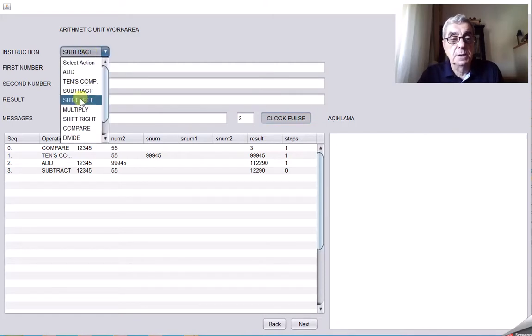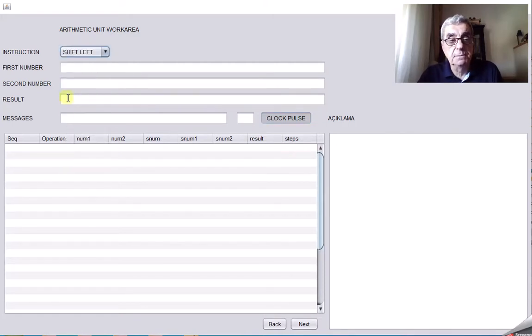Okay, let me show you the shift left. Shift left uses the first number as the input. When we shift left, we actually move the data to the left and then add 0 to the least significant digit. This is how we get the shift left condition.